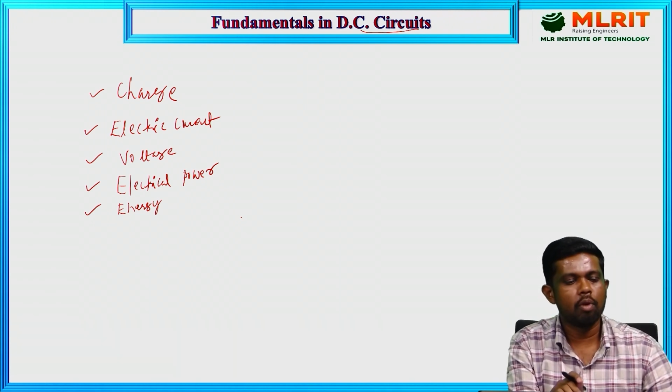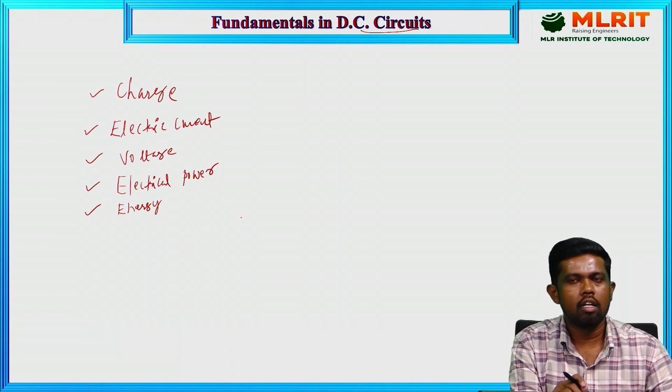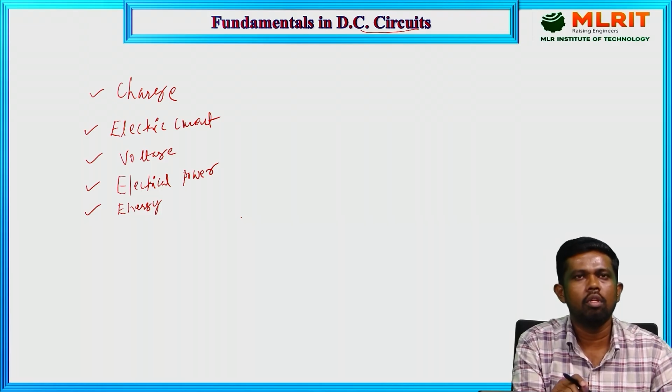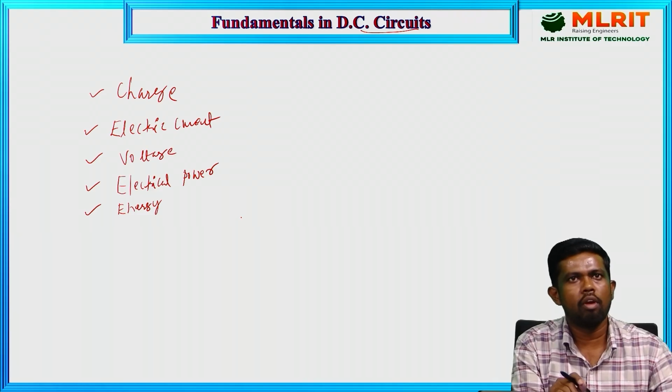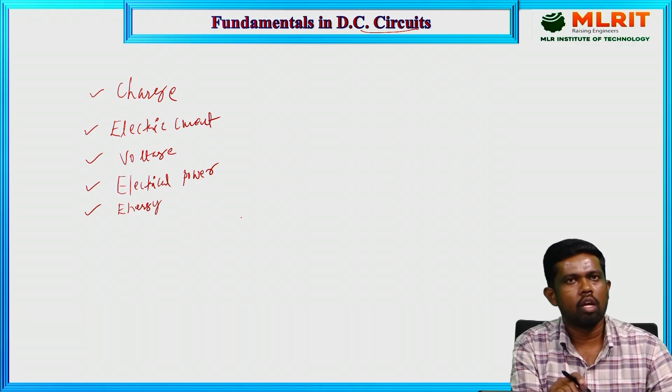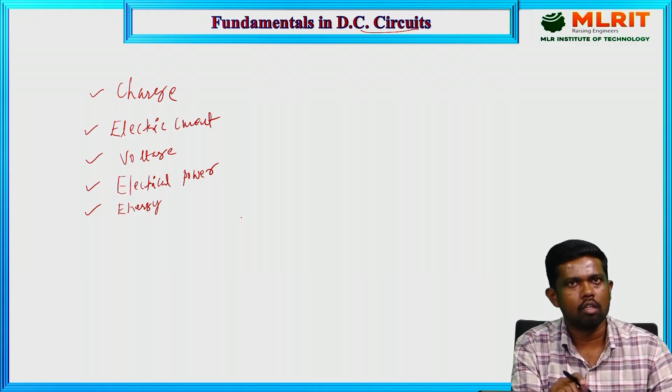Once again I am reminding that an electrical network is nothing but the interconnection of various electrical elements, that is a resistor, inductor, capacitor, and also one more element coming into the picture, that is a memristor. Along with this, we can also connect a voltage source or any current source. These elements can be connected in any kind of manner.